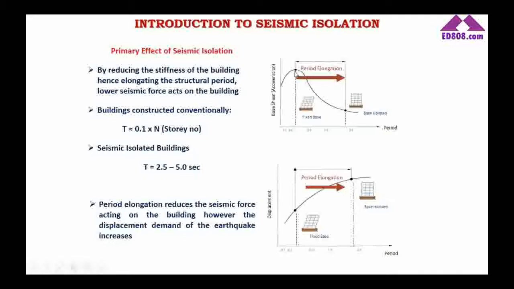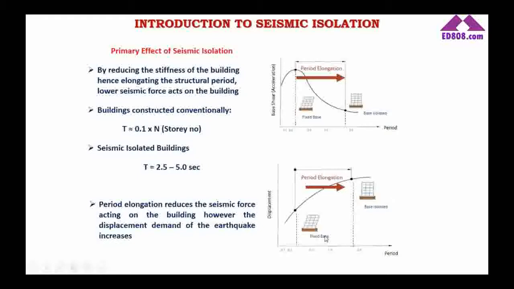With base isolation, we increase this period, elongate this period up to 5 seconds. And when we elongate this period, the base shear acting on the building, the forces and the accelerations acting on this building are reduced dramatically. But when you elongate the period, you experience lower magnitudes of accelerations, but at the same time, the earthquake demands more displacement from your building.